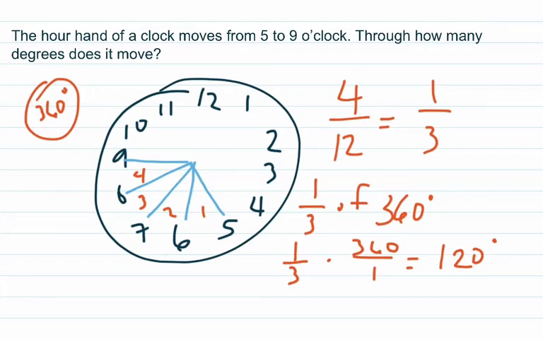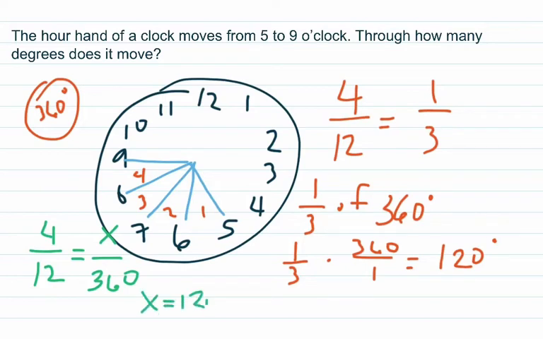Another way of thinking of this is proportions. So we have 4 out of 12, and we want to know how many degrees out of 360. And then you can solve it the same way, and you would still come up with x is 120 degrees.